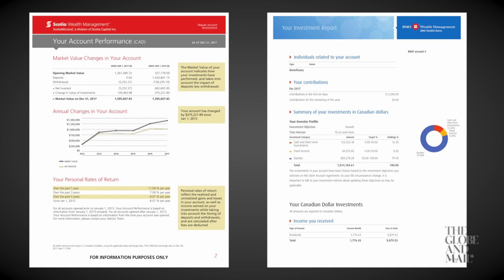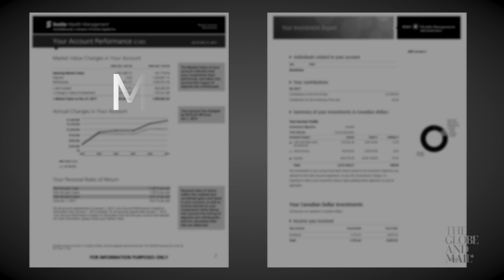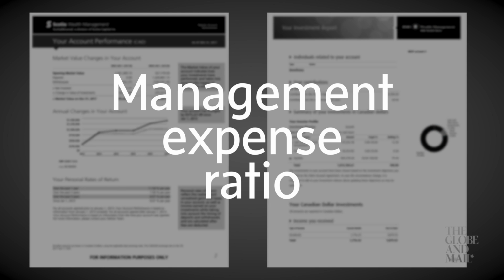In the case of mutual funds in particular, there's still one piece missing from these reports to explain the full cost of investing, and that is the management expense ratio, or MER. These fees can be found on every fund fact sheet you receive when purchasing a fund.